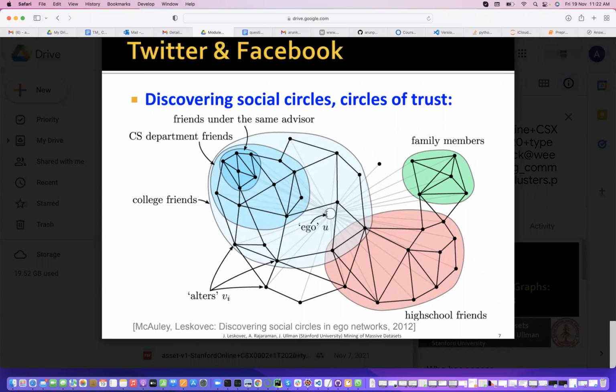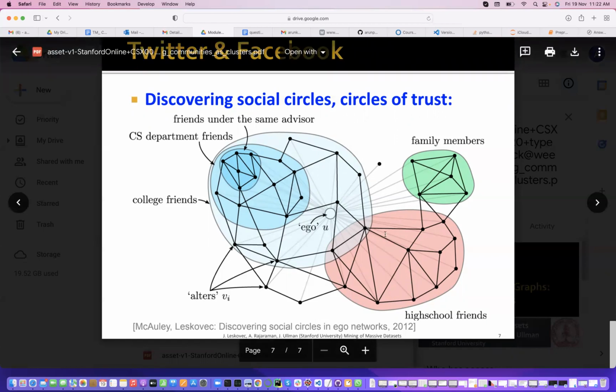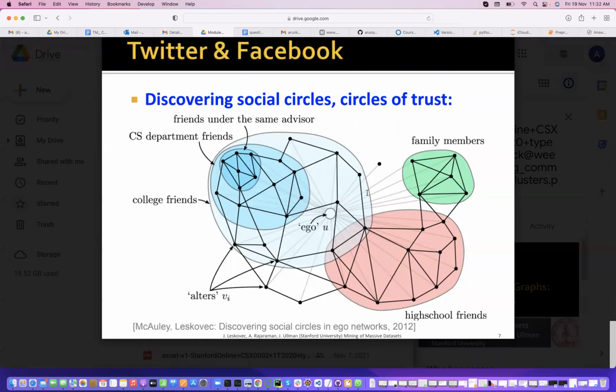Then here it is given in the middle. In your links itself, you're trying to see how many groups you are part of, or how you are connected into different groups. So you may have one group which is college friends, you may have another group which is high school friends.